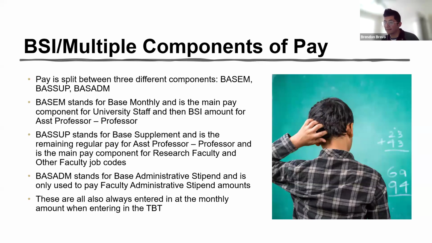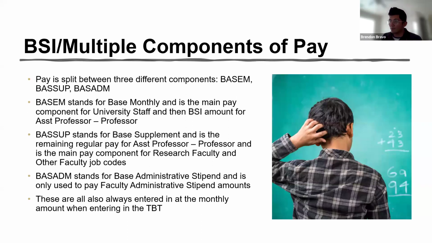Base up stands for base supplement. That is going to be the remaining regular pay for those in the assistant professor to professor job codes, and is the main component for your instructors, senior instructors, research faculty, and other faculty job codes. Base ADM stands for base administrative stipend, and that is only used to pay faculty administrative stipend amounts. These are always entered at the monthly amount when entering the TBT.